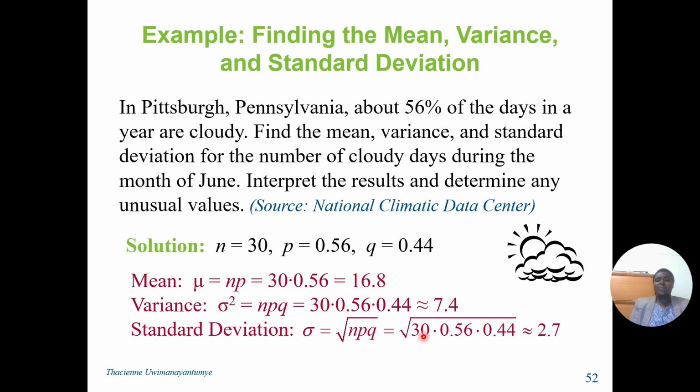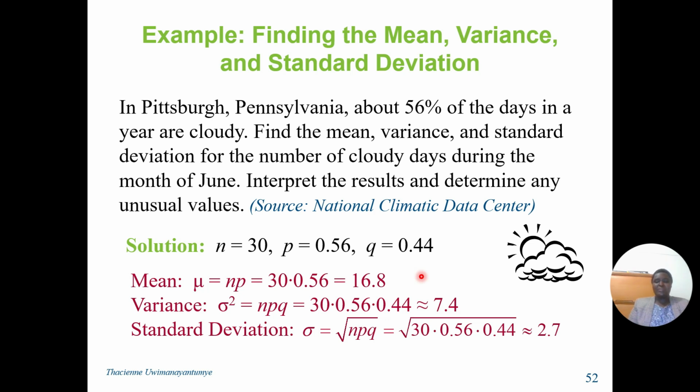But we are also asked to interpret the results and determine any unusual values. So all that we have is that the mean is, it's like in June we are likely to have approximately 17 crowded days.